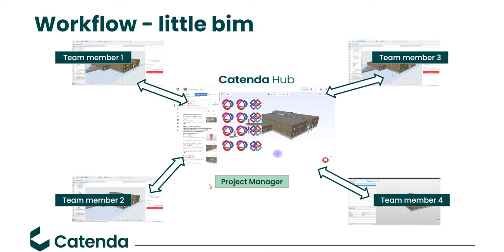The IFCs of the project are also uploaded onto Catenda Hub. The documents also, hence you have one place on the cloud where the project data is stored and, most importantly, accessible for everyone in the project. So no matter where you are, you have access to these IFC files, to this BCF communication, and to the documents.